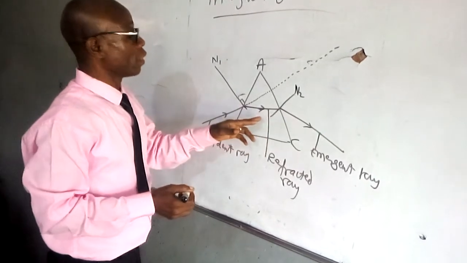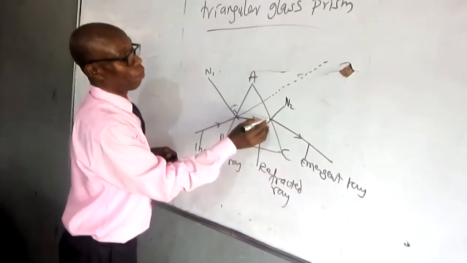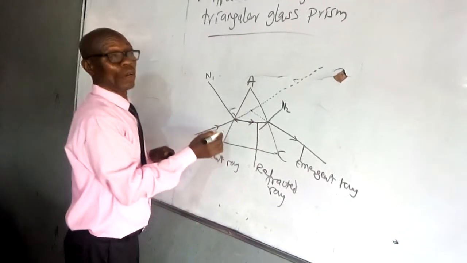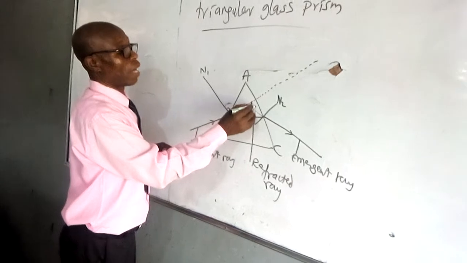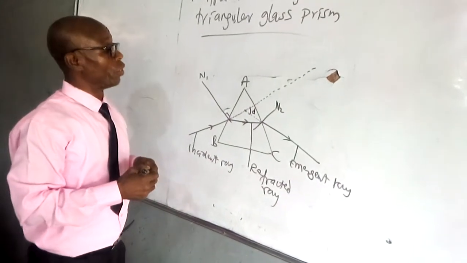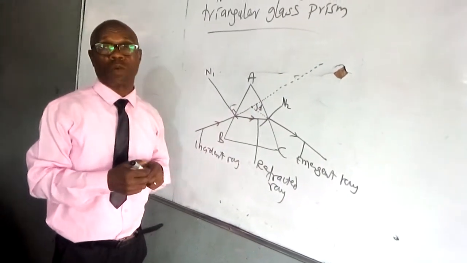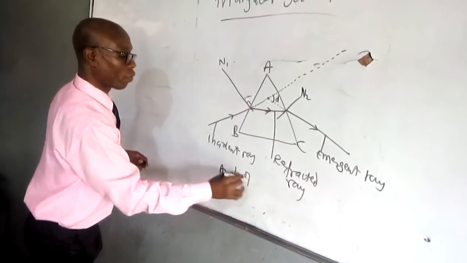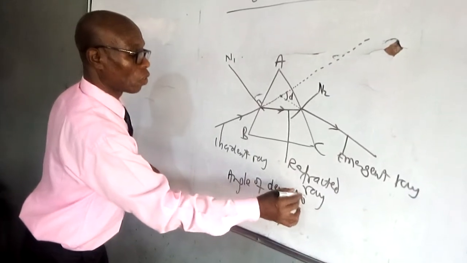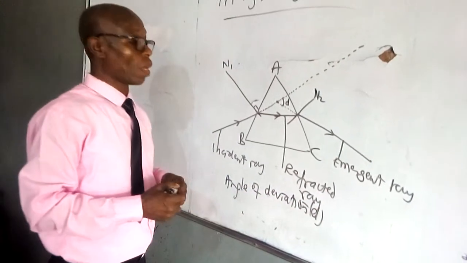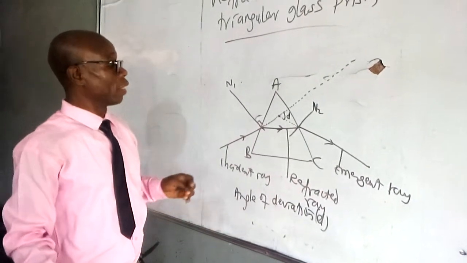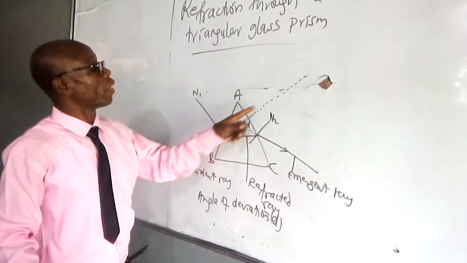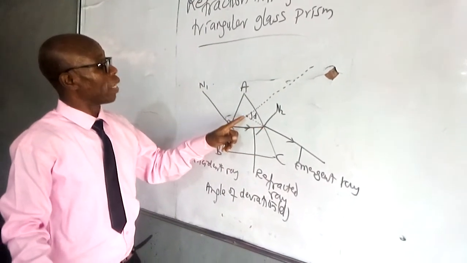And if we extend this emergent ray backward, it will meet the incident ray at this point, forming an angle here known as D. Angle D is called the angle of deviation. Angle of deviation is defined as the angle formed between the incident ray and the emergent ray.